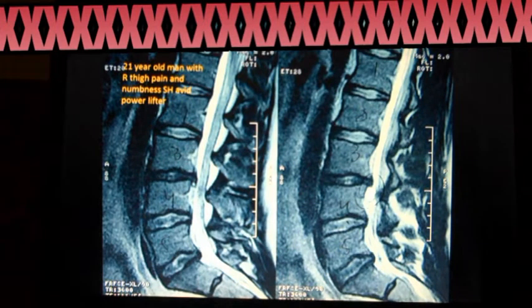I mean, this poor woman can't walk. Anyway, all right. So he fails it. So he has the MRI.